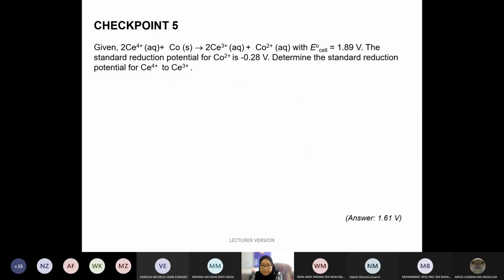Cuba try checkpoint 5, guys. Okay, try out this checkpoint 5. I give you like 3 minutes for you to complete this checkpoint. Kita discuss kejap lagi.